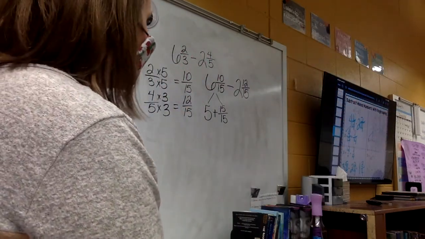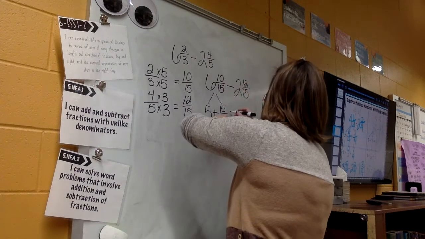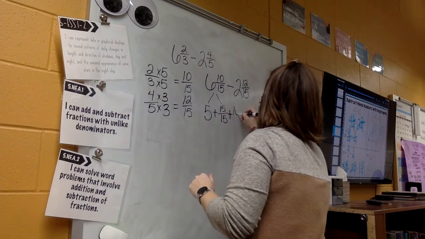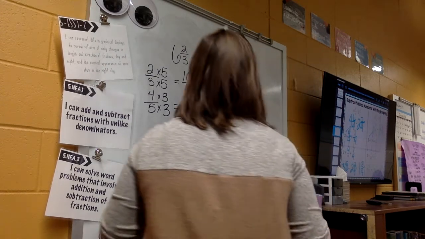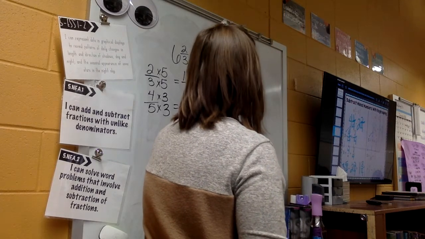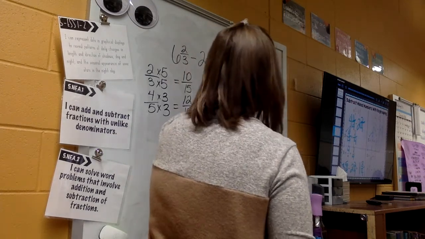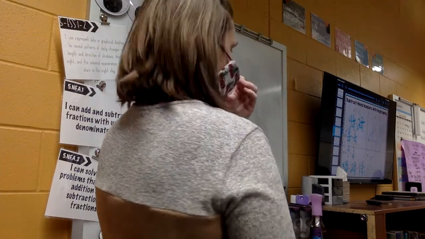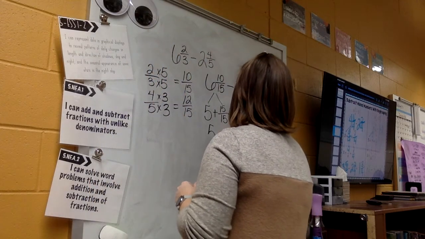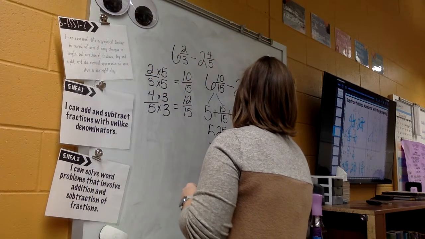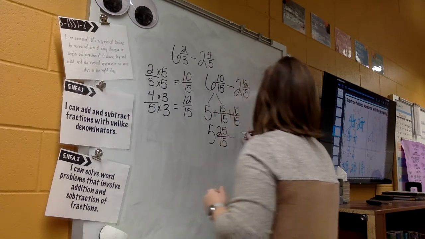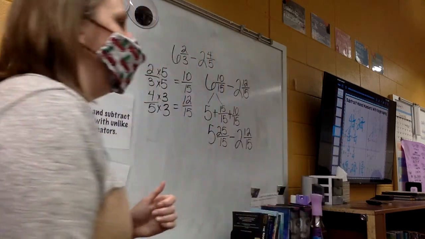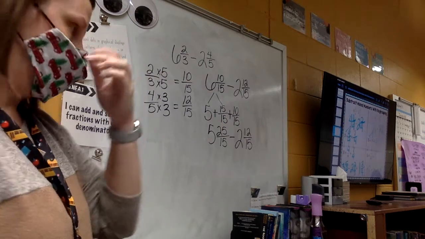Okay? All right. Now, what's the last part? Here is 10/15. Okay? So 5 plus 1 is 6, and 15/15 plus 10/15. Now, I have to add those two fractions together. 25. So now I have 5 and 25/15 minus 2 and 12/15. Now can I subtract? Yes, now I can subtract.